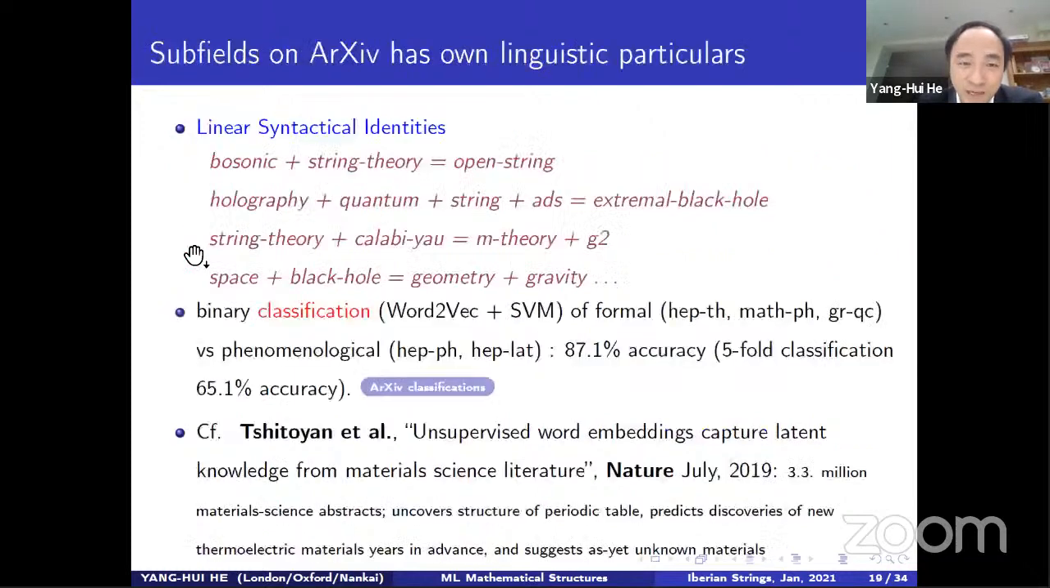So one thing that really got me, well, each word is now a vector, right? You can add vectors. So you can see things like bosonic plus string theory is equal to open string. So you're beginning to see the emergence of semantics from syntax alone. This is kind of interesting. My favorite one is this one. String theory plus Calabi-Yau is equal to M theory plus G2. I mean, of course, string theory is a 200-word vector of whatever entries, and you add this vector plus this vector. The closest matched vector is this, which contextually is actually correct.